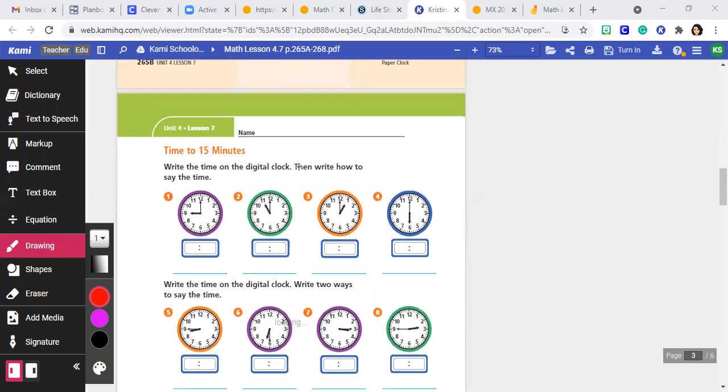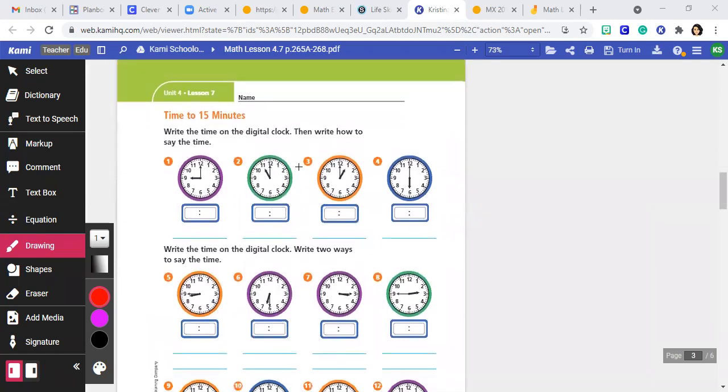Welcome back. We're going to move on to page 265. In this unit, or this part of the unit, we are going to be learning how to tell time on a digital clock as well as an analog clock. In this lesson specifically, we are going to start by learning how to tell time to 15 minutes.